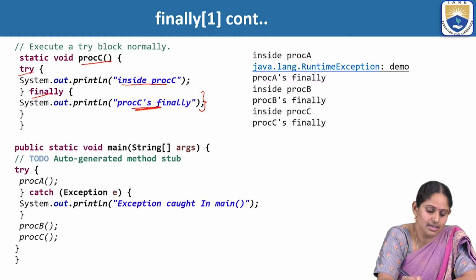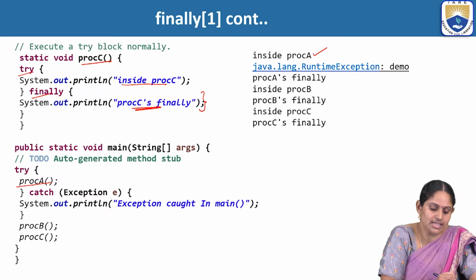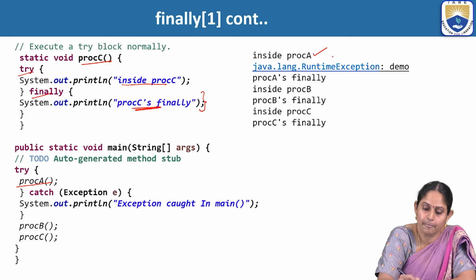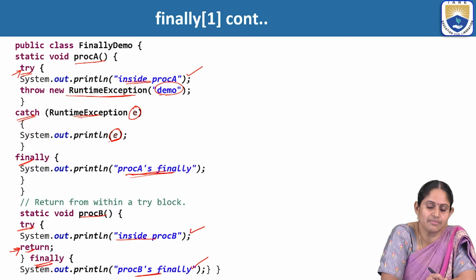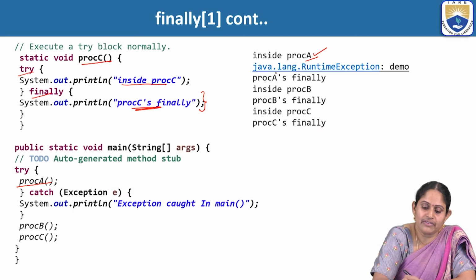So that is why we get this output. See here, we have procedure A called inside the main method. When procedure A is called, it will go into procedure A. First the statement inside procedure A is printed. Then, since it is manually throwing an exception, that exception message is rewritten. Instead of the default runtime exception message, it is rewritten as demo. So that statement will be displayed in the output.